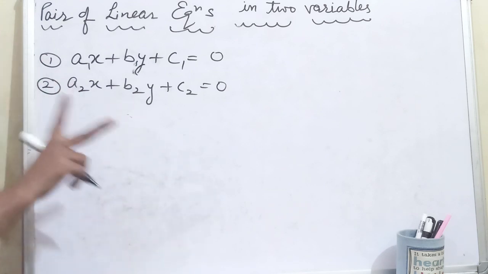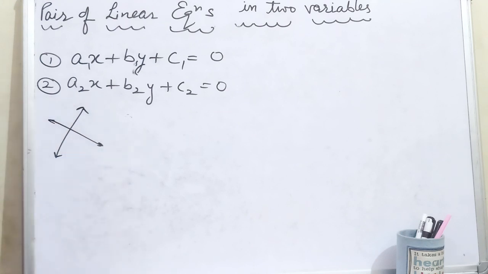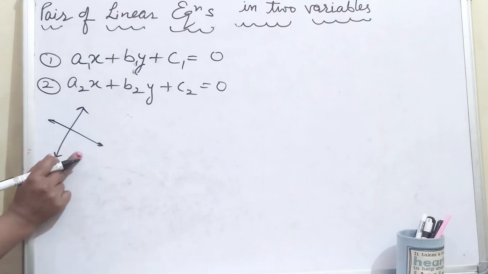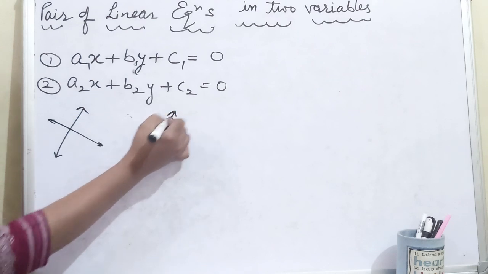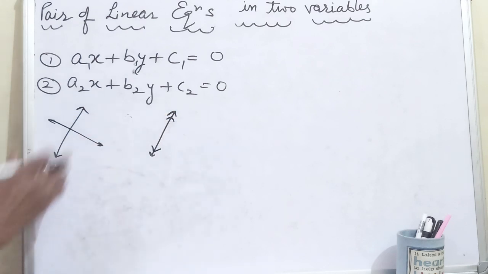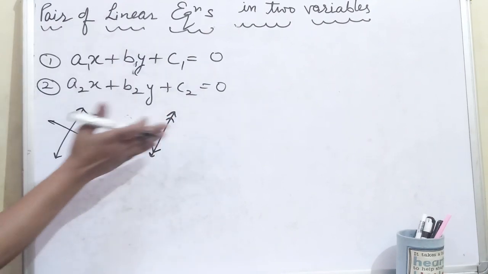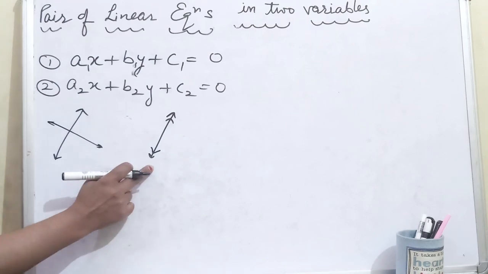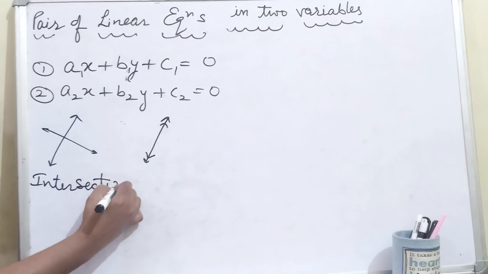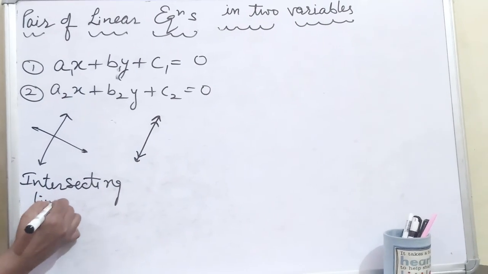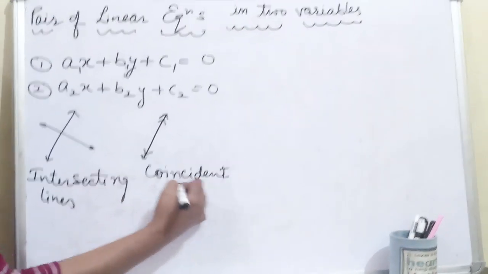Two straight lines can be intersecting. Yes, they can be intersecting. They can be coincident, meaning one over the other: the path from where the first line passed, exactly the same path the second line will also pass through. At that time they are known as coincident. This is the case of intersecting lines, and this is the case of coincident lines.